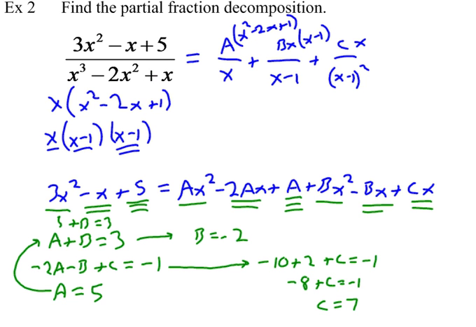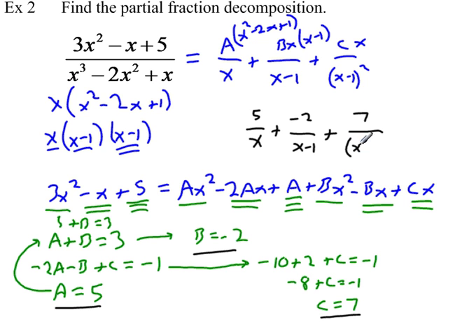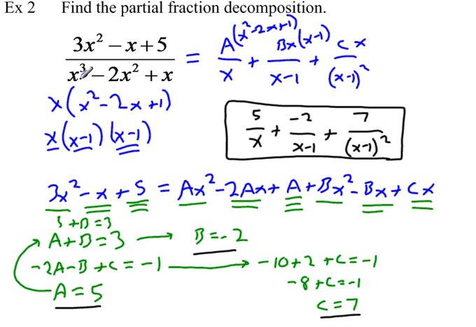All right, beautiful. We're done with our work, but we still need to write our answer in the correct form. So I'm going to take a, b, and c, and plug them into what we started with. So we have 5 over x plus negative 2 over x minus 1 plus 7 over x minus 1 squared. And there is our partial fraction decomposition of this original fraction.